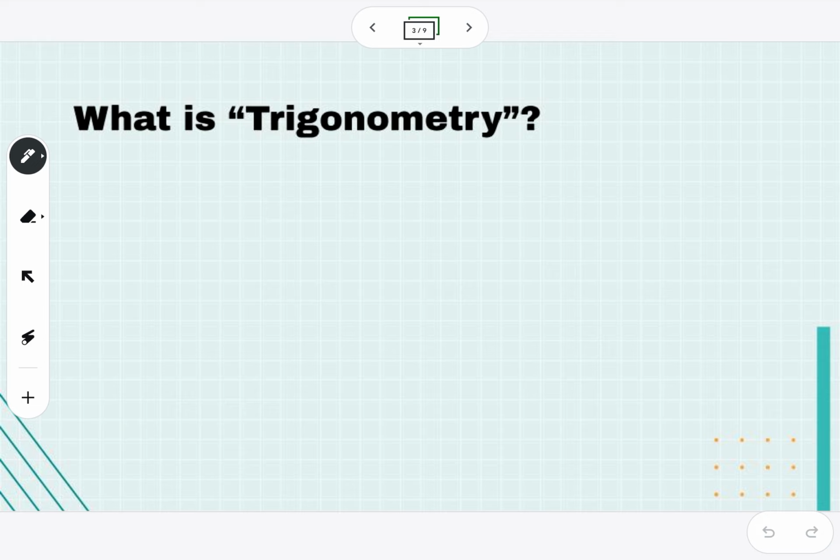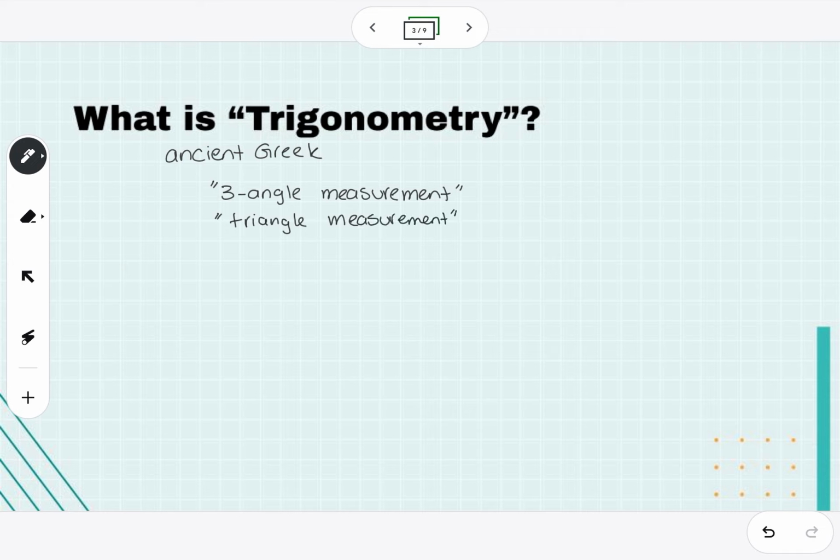So first, what is trigonometry? It's derived from the ancient Greek, as a lot of our lovely mathy words are. It's a Greek term, and it basically means three-angle measurement. Well, three-angle, you could also think about that as triangle measurement. So trigonometry is all about triangle measurement. It's very closely linked with triangles, and especially right triangles.